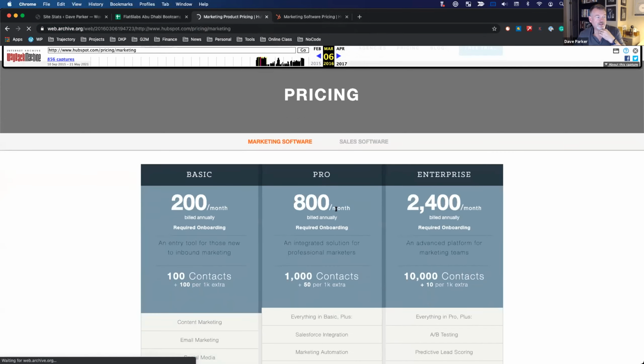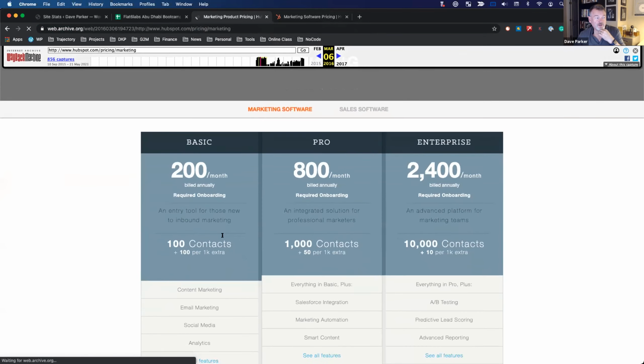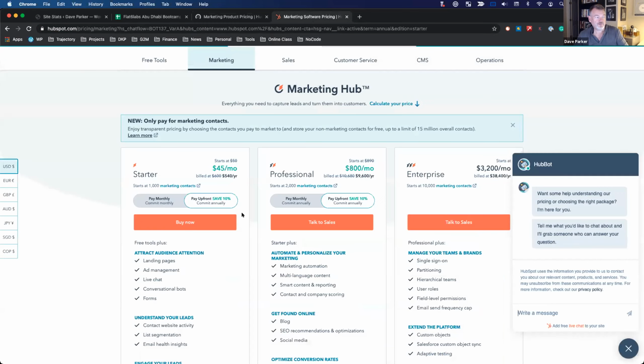All right, so you'll see that their basic pricing plan was $200 a month. Pro was $800 and Enterprise $2,400 versus $45, $832. So HubSpot's one of those companies that tests absolutely everything, right? So they have strong opinions, but they're tested with data.